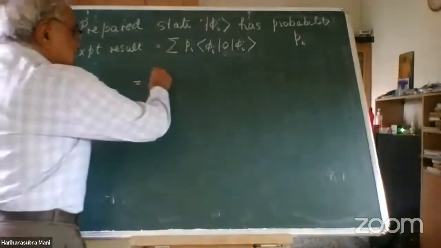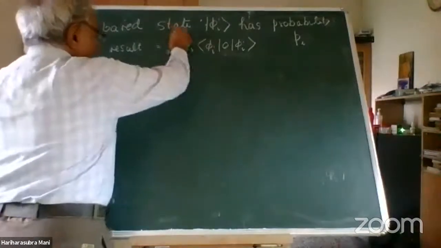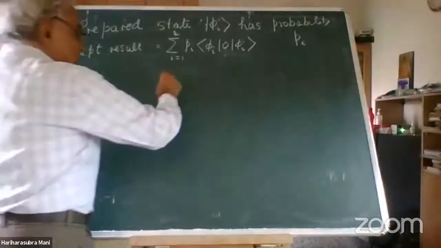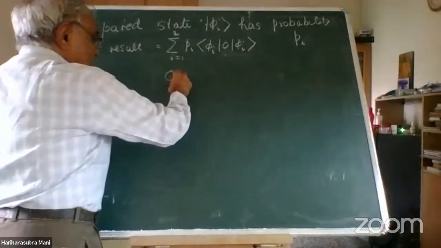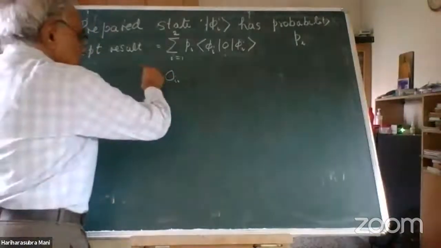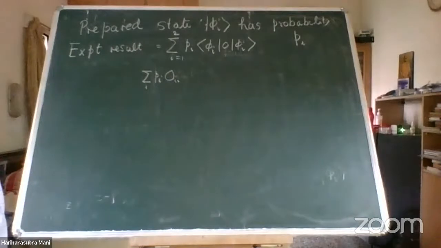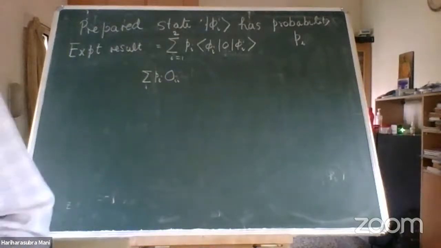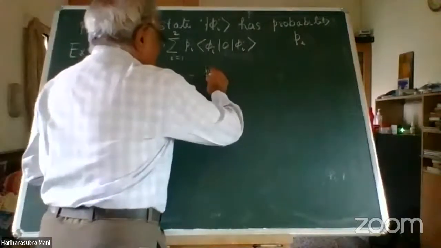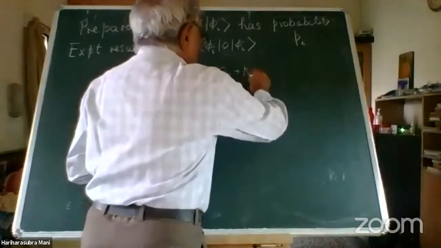So this can be written as summation over i. If I am putting i going from 1 to 2, in this case, this will be O, which could be any operator. So I will write this as O_i, E_i. Right? Which is P1 O11 plus P2 O22.